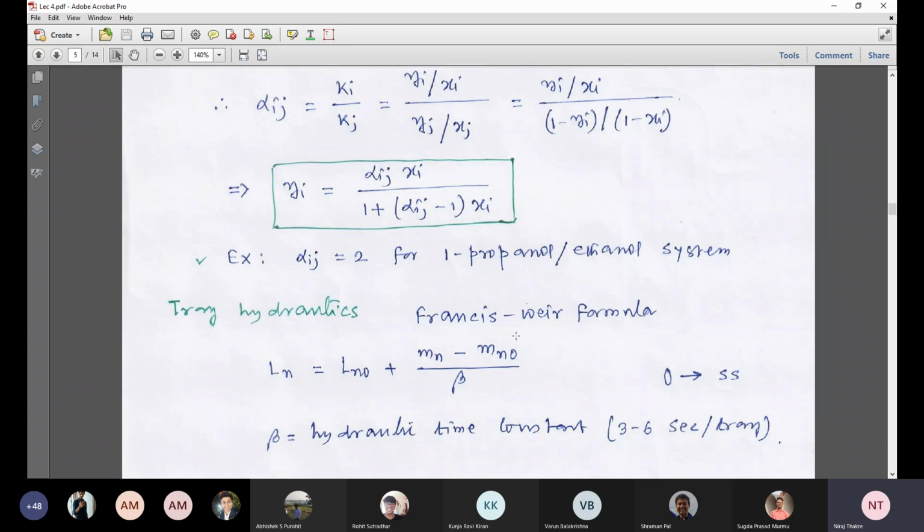Similarly, mn naught is also the steady state value for the hold up over nth tray. I mean, steady state value of mn is mn naught. Mn is the instantaneous liquid hold up on nth tray. And beta is a constant which is called hydraulic time constant. You can adopt the value for beta in between 3 to 6 seconds per tray.